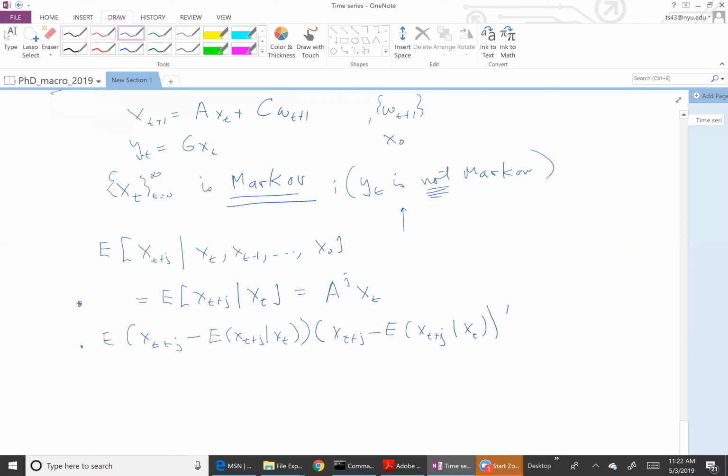There we go. I put my prime on. That has a very nice formula. You can verify that this is the sum, h equals 0 to t minus 1, A^h C C' A^h'. That's my conditional covariance matrix. So these are two gold star formulas.